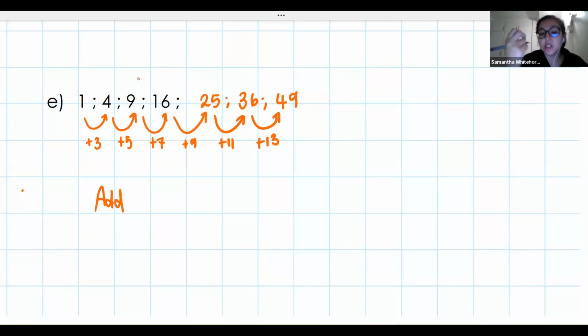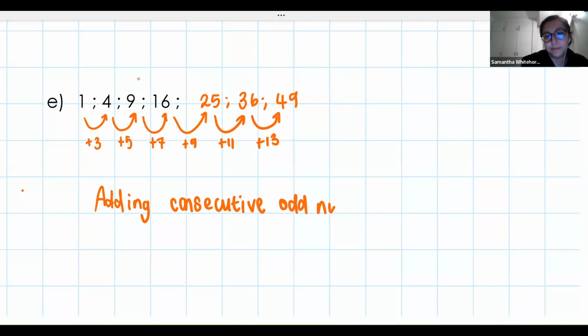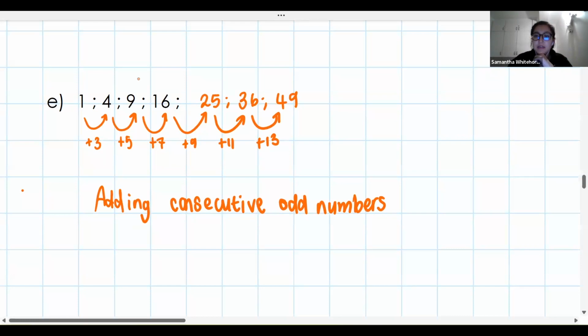So the way we can describe this pattern is we are adding consecutive. Now consecutive means one after the other. So 3, 5, 7, 9, 11, one after the other, odd numbers. And that's essentially what we're doing here. So we're adding consecutive odd numbers.